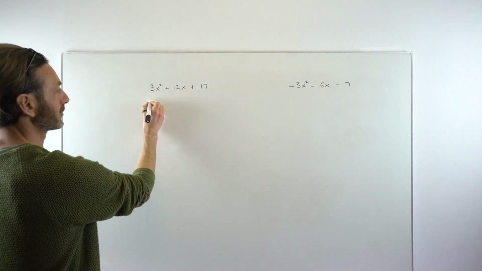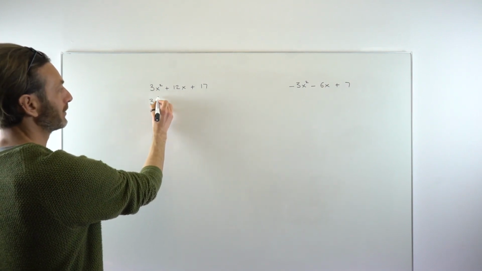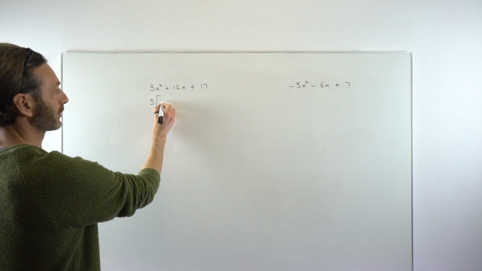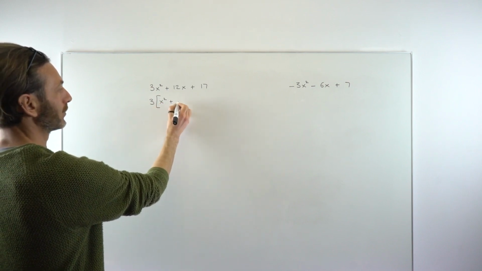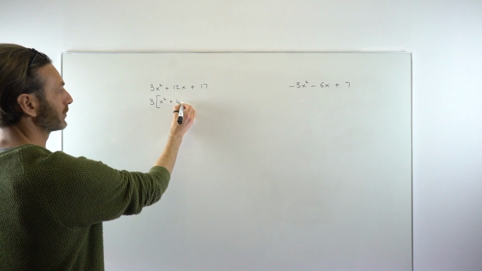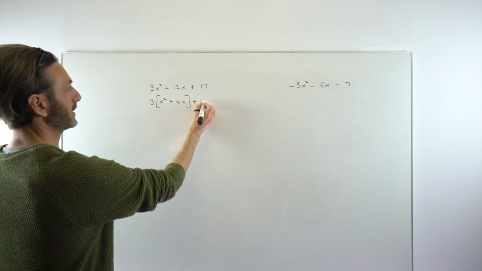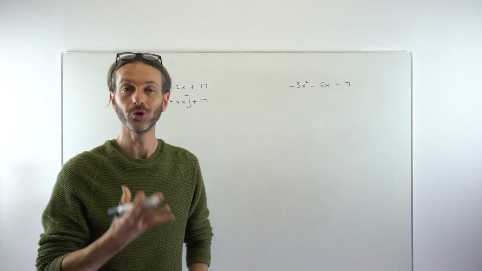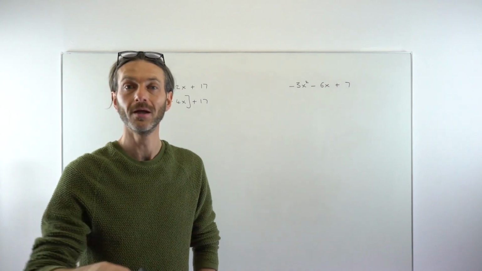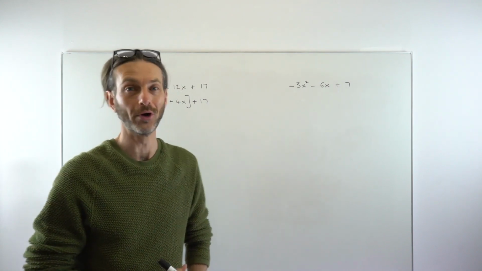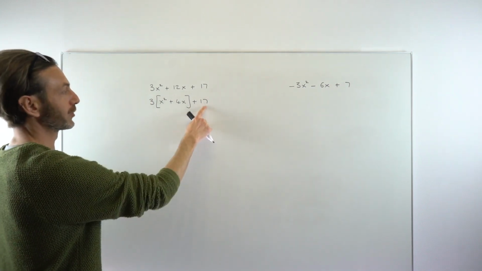So the common factor here is 3, so I'm going to pull out a 3. I'm then going to use a square bracket. That's a common form for these. So 3 bracket x squared plus 4x plus 17. But that's the step that most people miss. But you've got to get that step. If you don't get that step, the rest is not going to work out very well. So you're basically ignoring the term on the end.